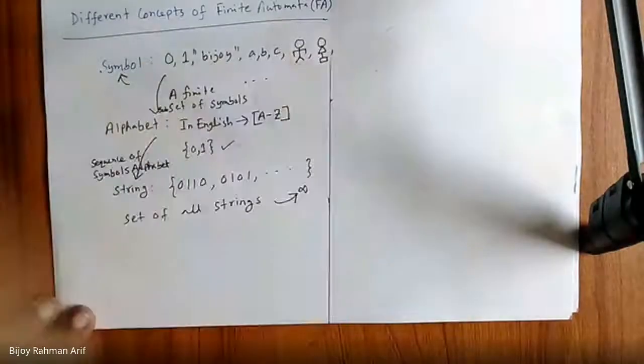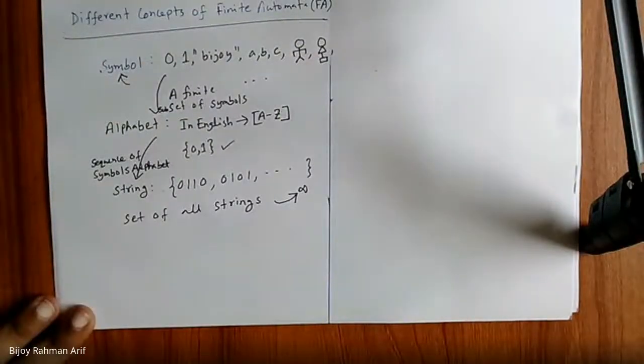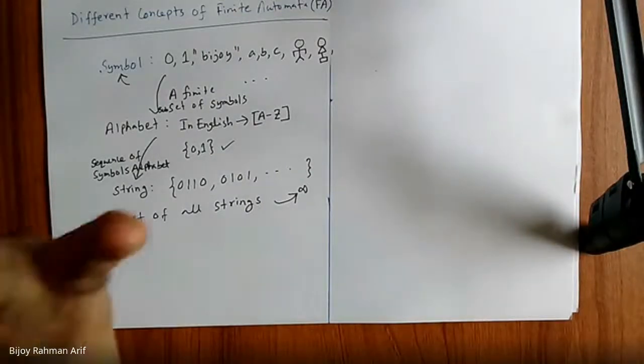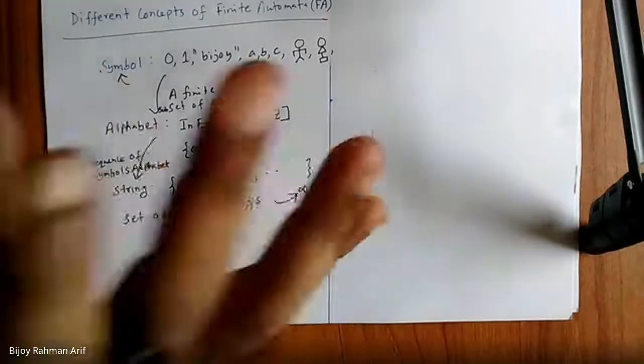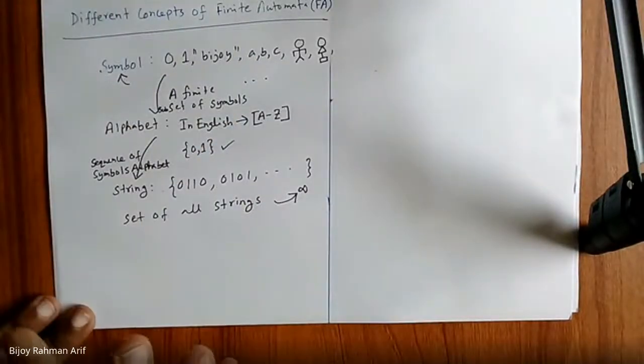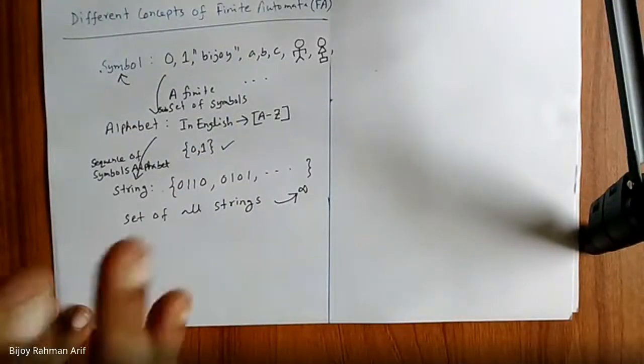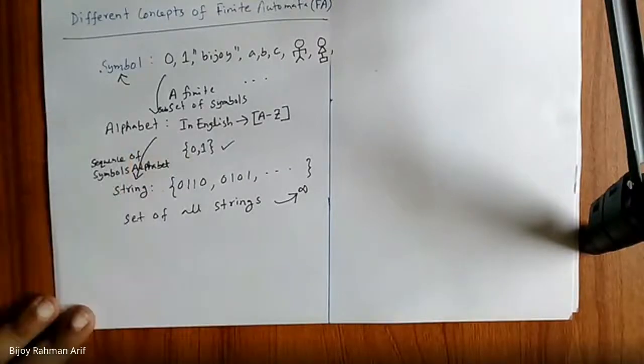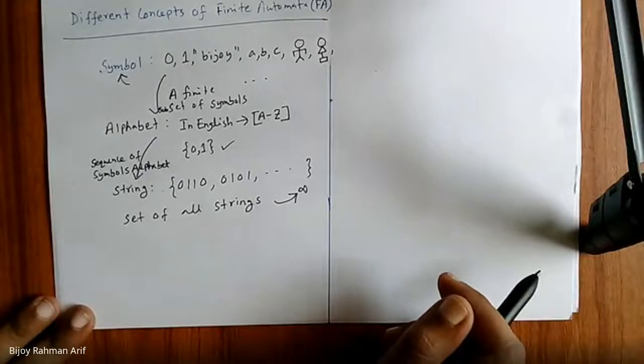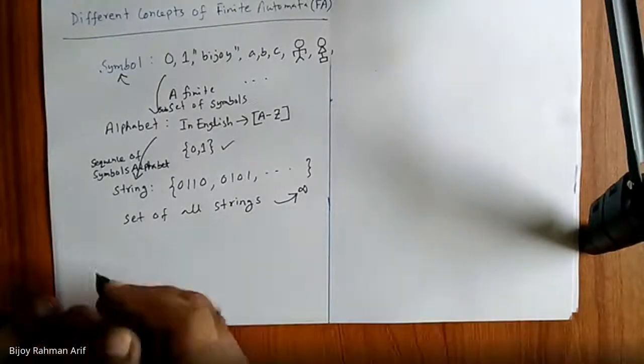So symbol is all the possible symbols. All the possible symbols in the world are called the set of symbols. Now, out of all the symbols, we take some subset, we create an alphabet. And we make strings out of that alphabet. Is it clear to you guys? Done? Now, what is language?